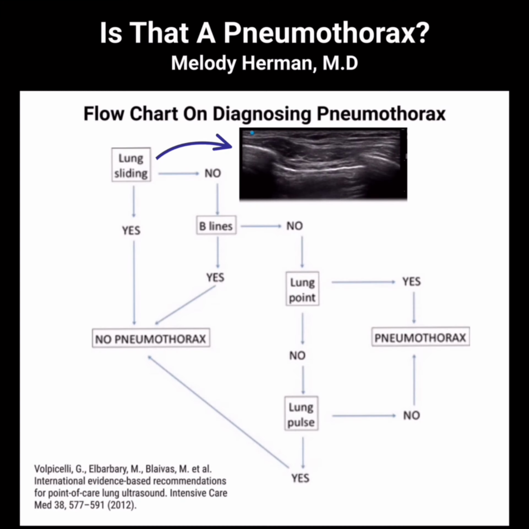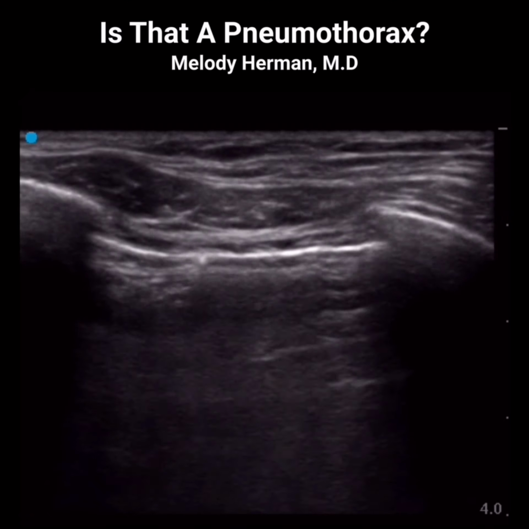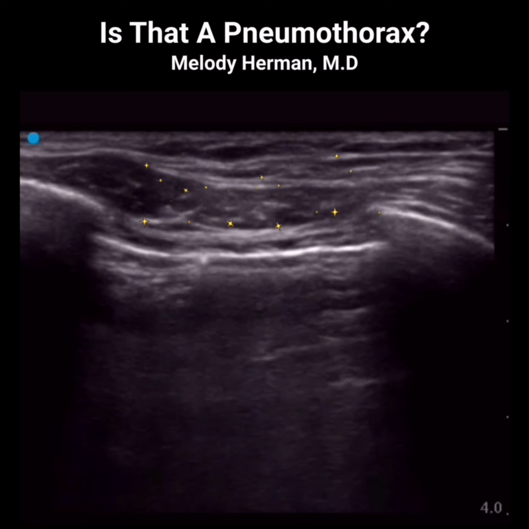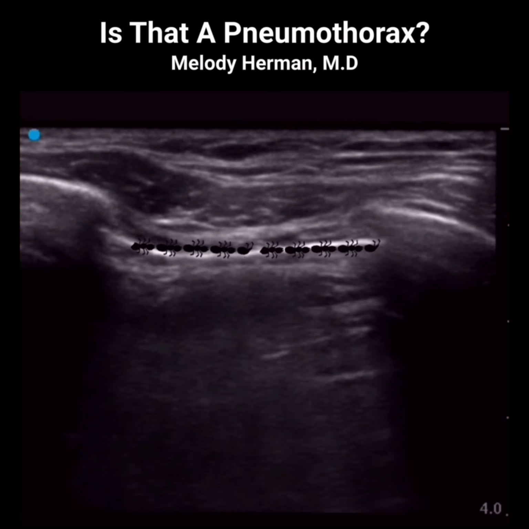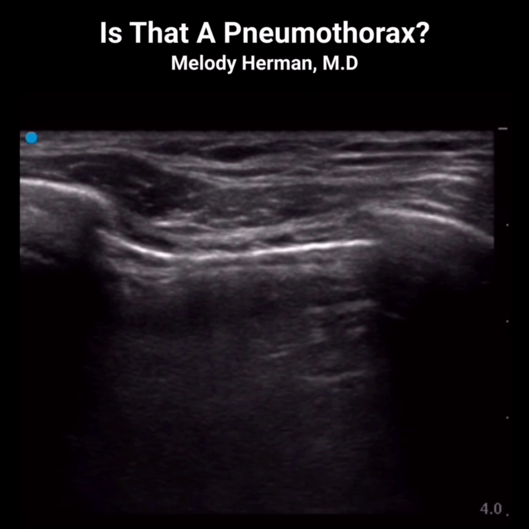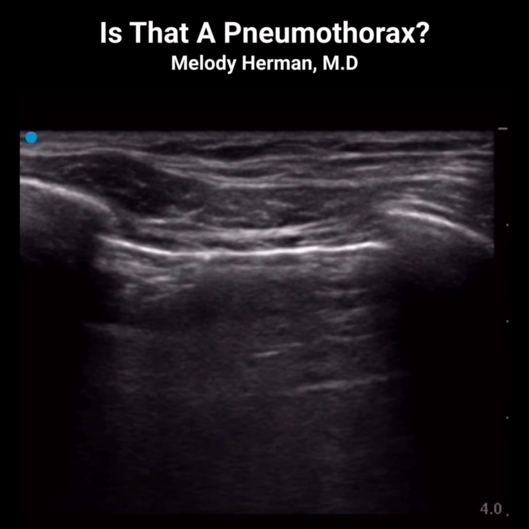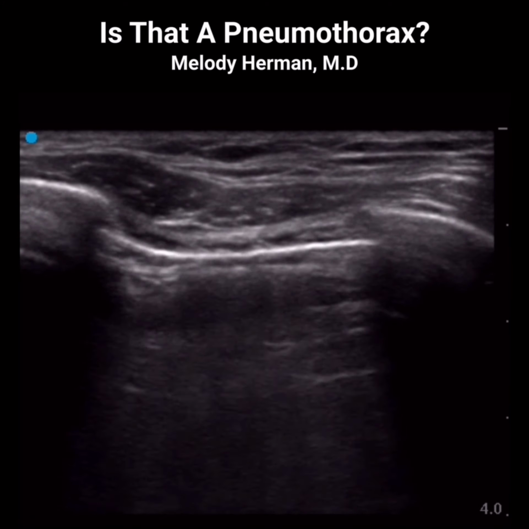In normal lung sliding, we see the movement of the visceral pleura against the parietal pleura. This movement can be described as looking sparkly or like ants marching on a log. Because lung sliding is the movement of the visceral pleura against the parietal pleura, its presence rules out a pneumothorax.